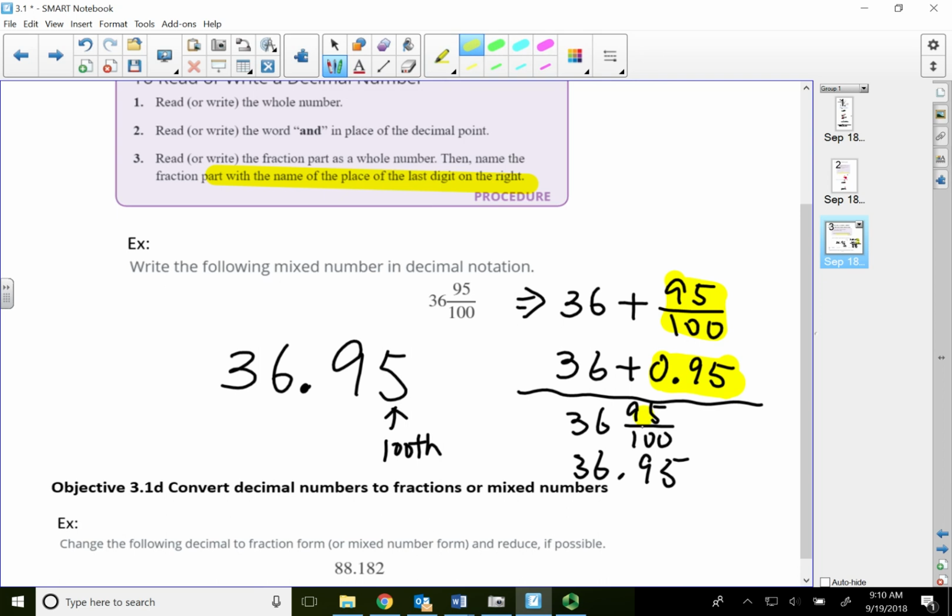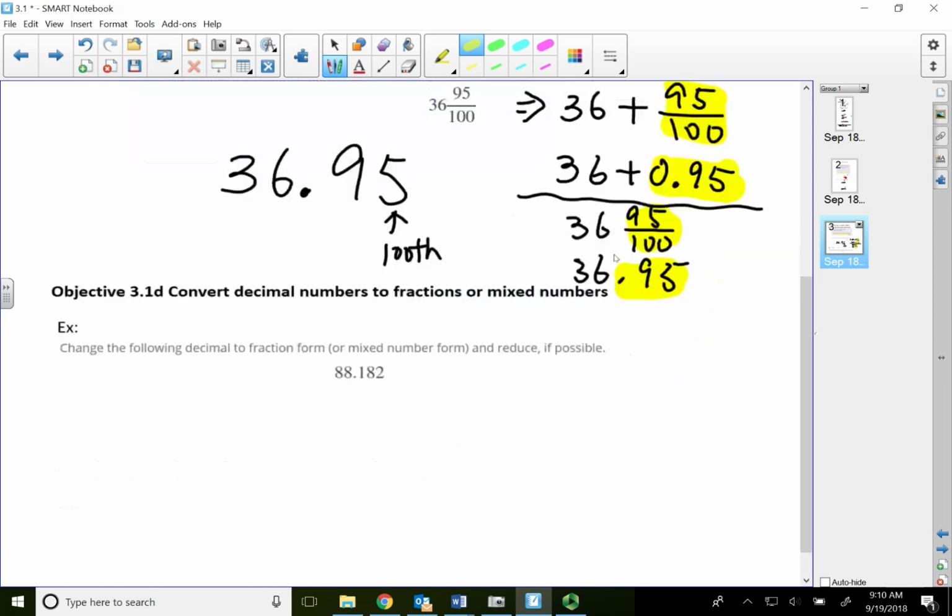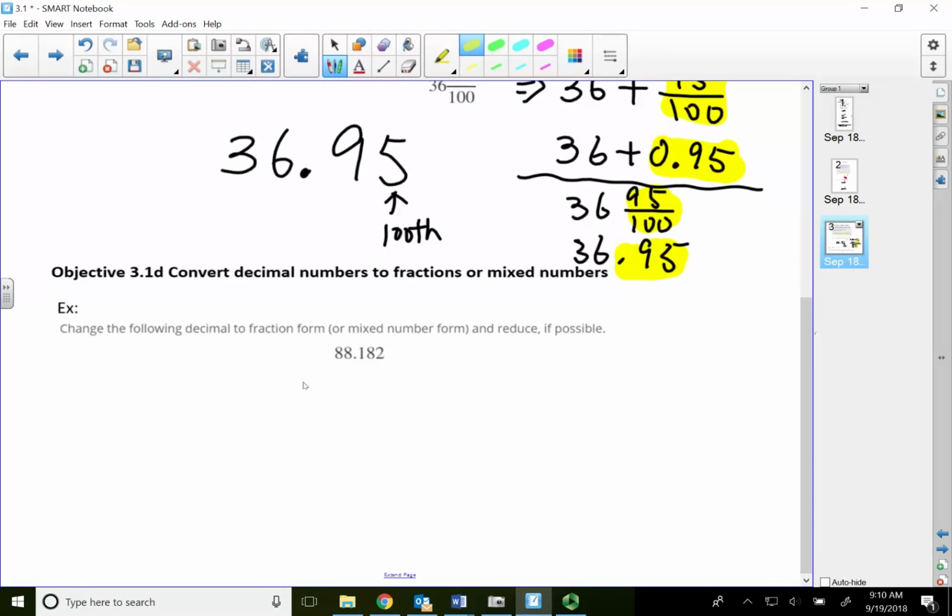So the whole number already matched up. The 95 hundredths is my decimal part. Let me highlight the decimal too. That will be the same part. You will see why I explain this down the road when we begin to use the calculator more and more, especially involving mixed numbers.